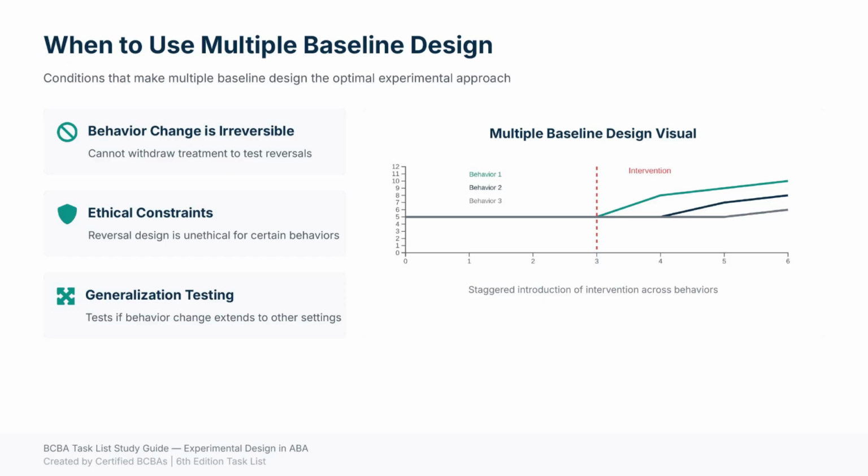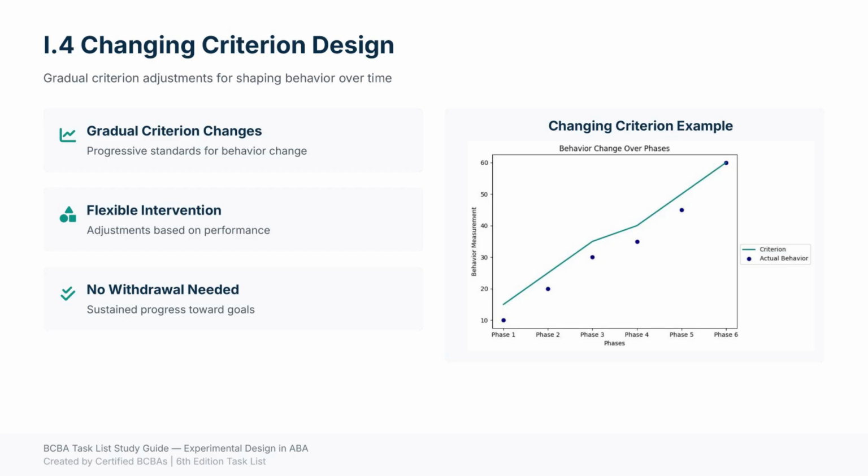By introducing the intervention across different baselines at different times, behavior analysts can demonstrate that the intervention is responsible for the observed behavior change. The changing criterion design is used when behavior change occurs gradually over time. Instead of a single intervention phase, the behavior analyst establishes a series of progressively changing performance criteria. Each phase introduces a new criterion level.